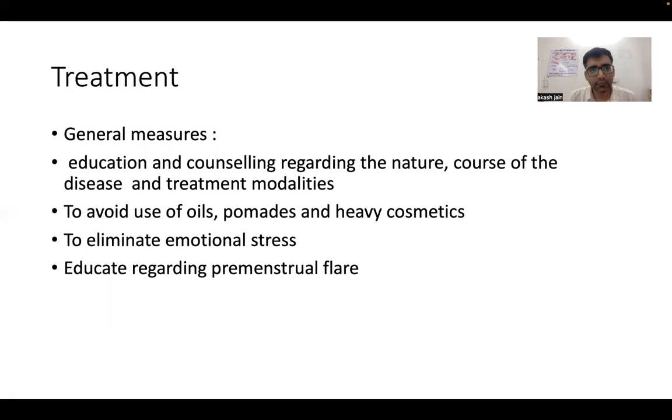Now, the last part of the disease is the treatment. What are the general measures? Education and counseling regarding the nature, course of the disease, and treatment modalities. To avoid the use of oils, pomades, and heavy cosmetics. To eliminate emotional stress and to educate regarding the premenstrual flare. Such measures should be observed by the patient.